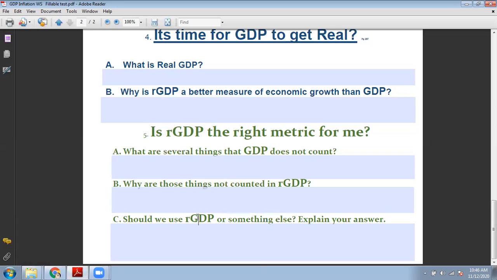So put some thought into it and don't go, oh, there's a problem, let's use the other thing. Well, the other thing has a big problem. It's hard to measure, whereas GDP is easy to measure. And if you're like, we should use GDP, it's easy to measure, well, you've got a big problem too, because there are tons of important things that it doesn't measure. So make sure you explain your answer thoroughly.